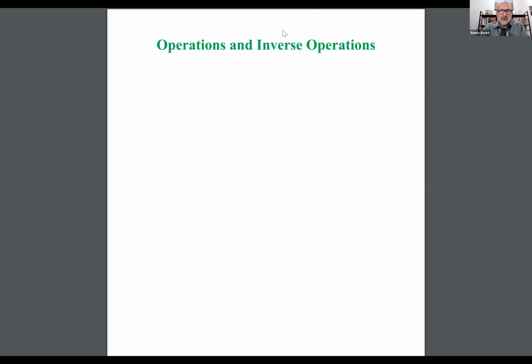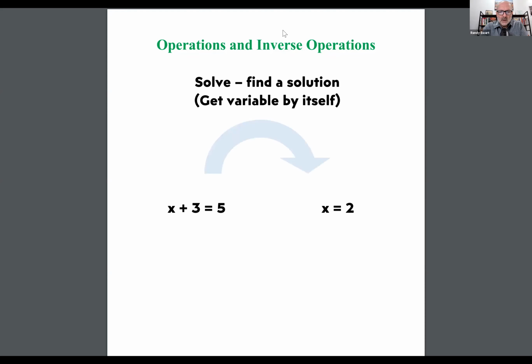So previously, we talked about the idea of solving. And the idea there is you're trying to get the variable by itself. And here, what we did is we got the x by itself by getting rid of the 3. Well, today in this video, we're going to talk about how we do that. We do that by using what we call inverse operations, which you see in the yellow. You kind of already know this. I'm just going to unpack this more.